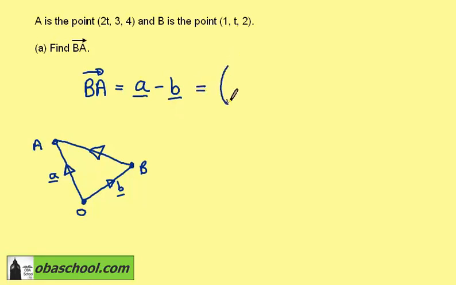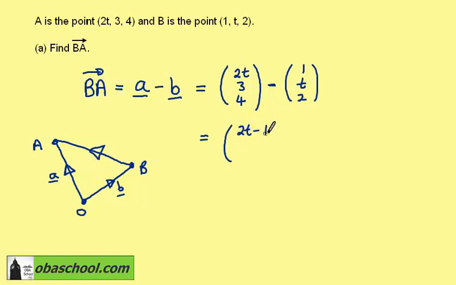So A minus B is going to be (2t, 3, 4) take away (1, t, 2), which gives us (2t minus 1, 3 minus t, 2).